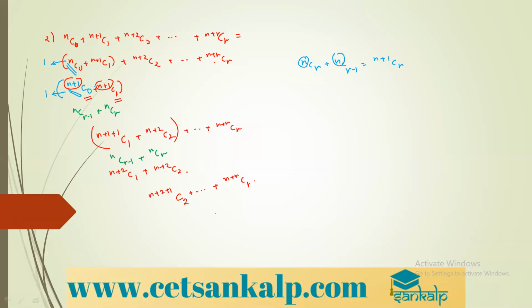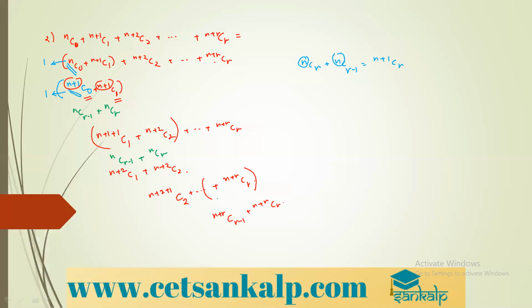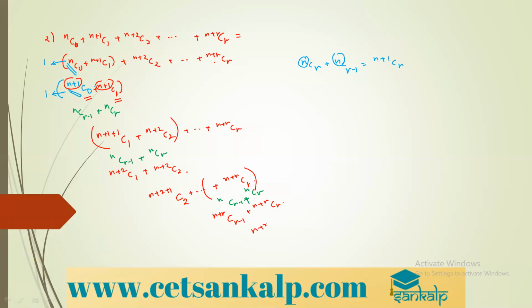In the end, the last pair you will take is n+rCr-1 and n+rCr. This is what you will have at the end, pairing up like this. This is looking like n, this is r and this is r-1. So you are adding these two. When you use the formula, you will get n+1Cr. So this will be the answer.